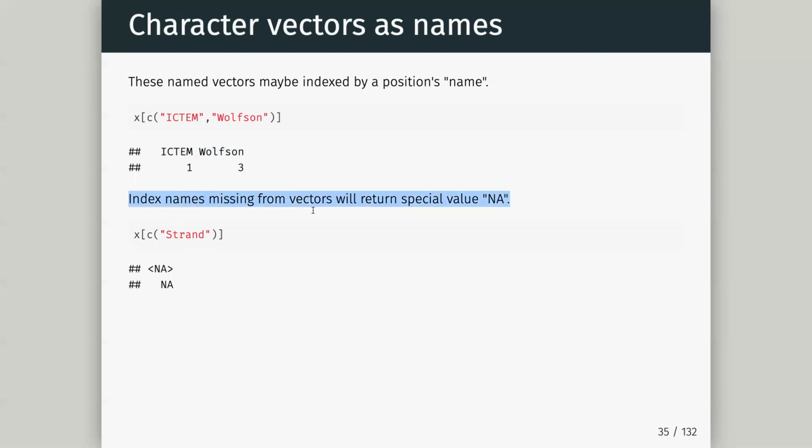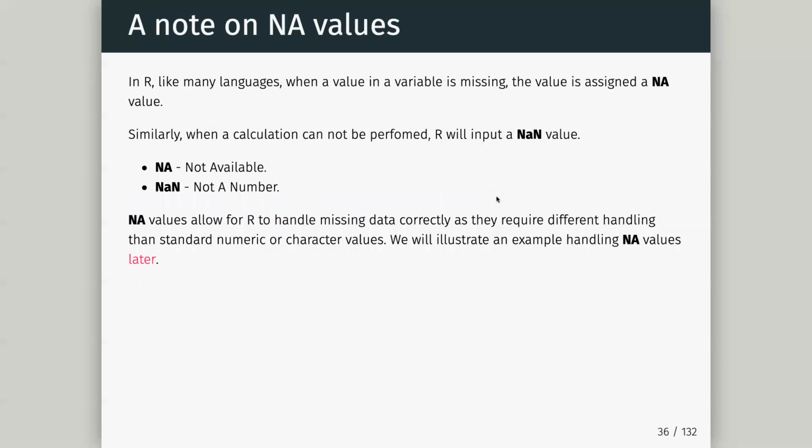If I asked for something which isn't in my list, or I just make a mistake, and here I ask for, whatever reason, a strand, it's actually just going to give me a new type of value, and that value is called NA. NA is something you'll come across in R a fair bit. Every programming language has a concept of an NA and typically an NaN.